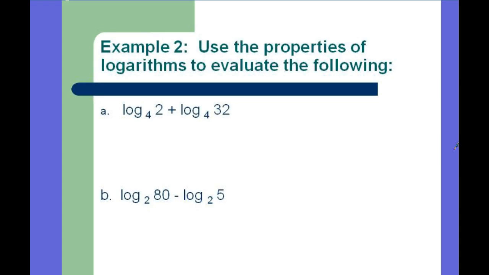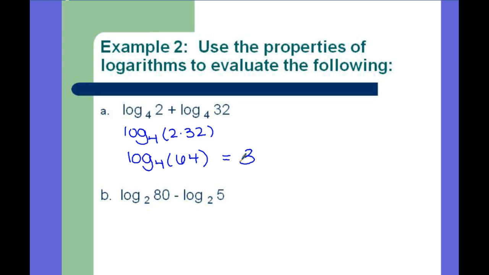We can use the properties of logarithms to rewrite them as a single log. What has to happen is the bases have to be the same. So that means that this and this have to be the same value, so they're both 4s. So the log base 4 of 2, plus log base 4 of 32 can be rewritten as log base 4 of 2 times 32, which is the same as log base 4 of 64, which would be the same as what? So again, what value do you have to raise 4 to get 64? 4 cubed is 64.